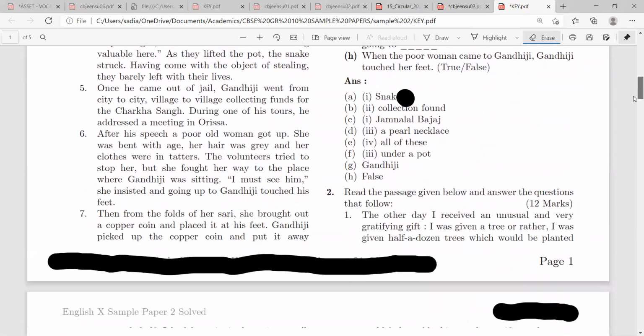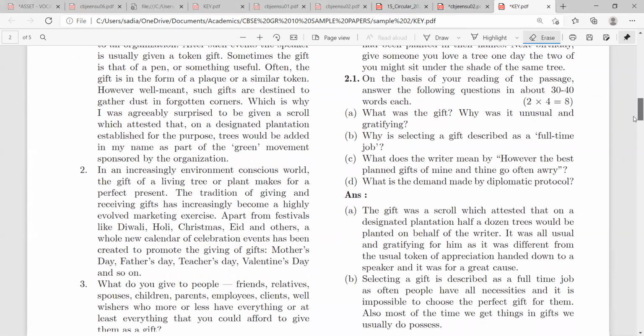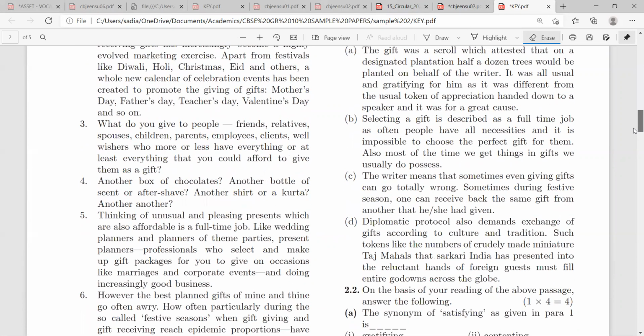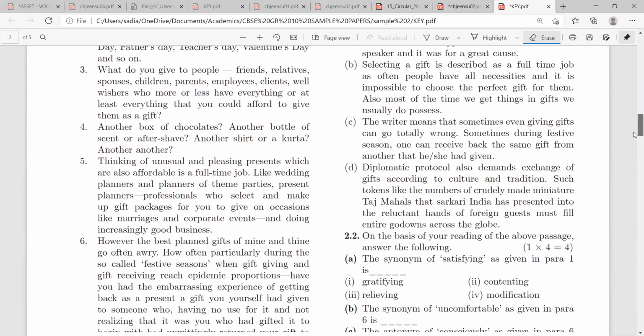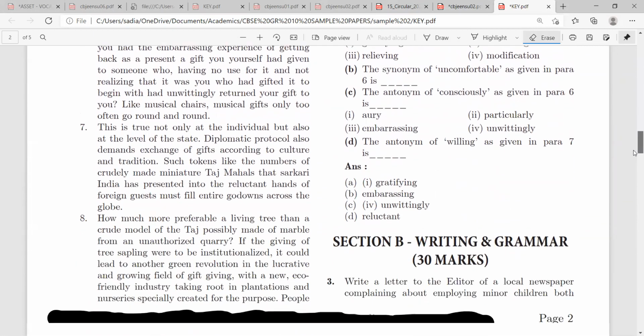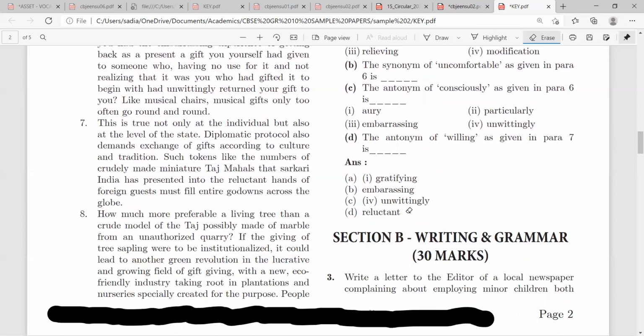Let us proceed. The next passage. The answers to the next passage are given over here. You may go through the answers and put a tick mark in your notebook. These are the answers for the next.